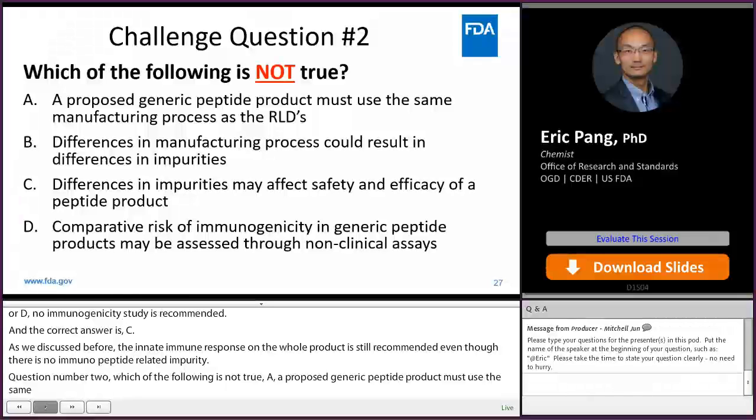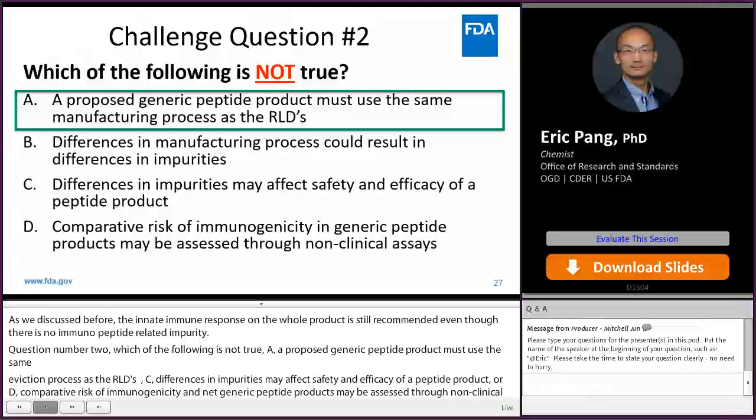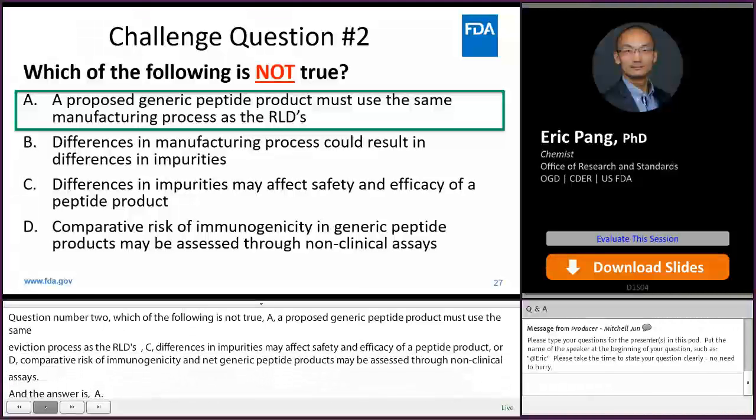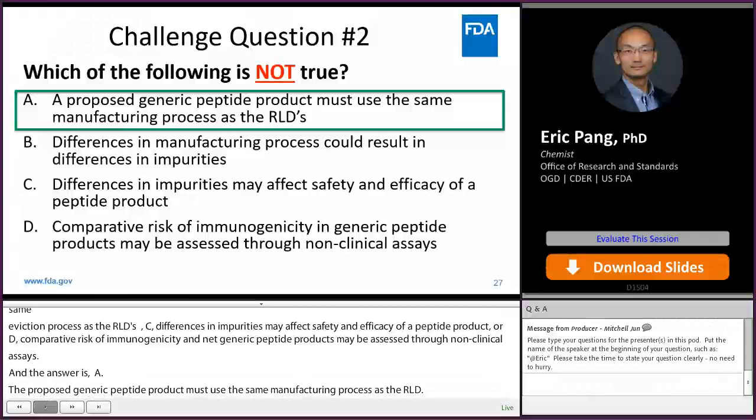And the answer is A, a proposed generic peptide product must use the same manufacturing process as RLD. It doesn't have to be. As you can see, the generic can be synthetic and the RLD can be recombinant.